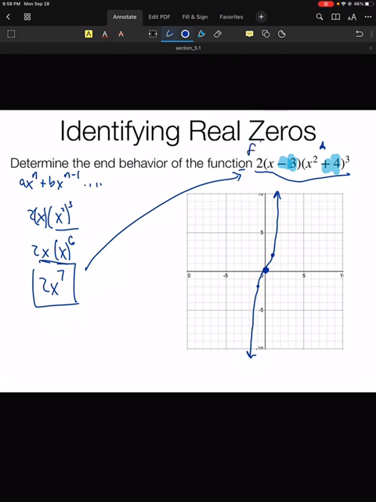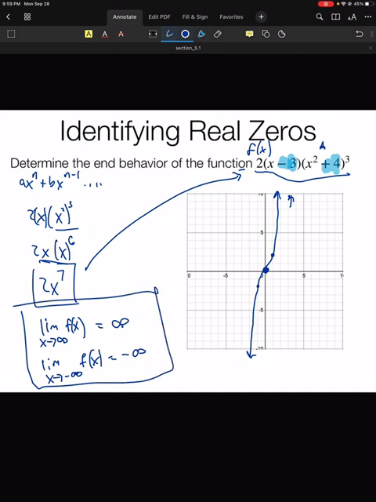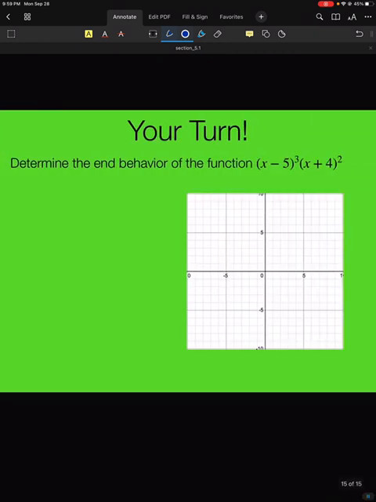So the end behavior for this function here, which we'll call f of x, is the limit of f of x as x approaches positive infinity is equal to positive infinity. Okay, it's going up, up and up and up as we go right as x approaches infinity, and as we go left and x approaches negative infinity, the function goes to negative infinity. And so there are the answers for that.